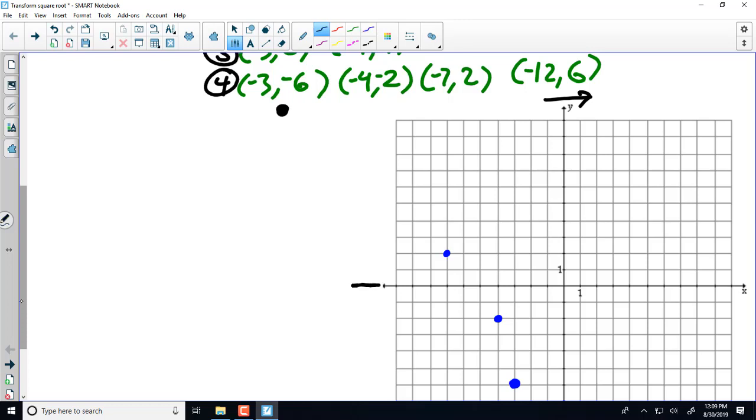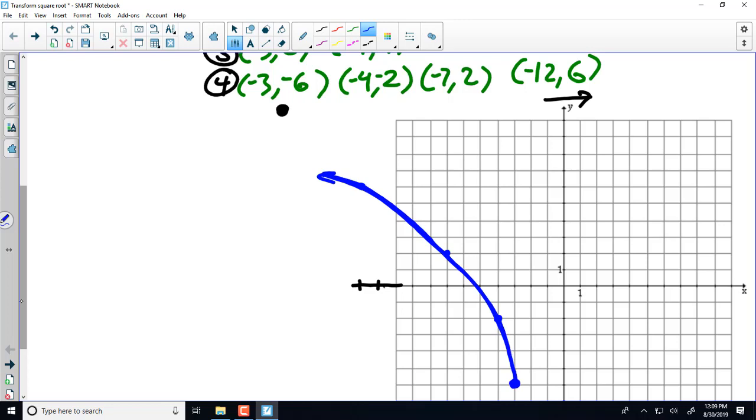Well, you know, this happens every now and then, so let's go like this. There's -12, 1, 2, 3, 4, 5, 6. Right around there, I would say. Okay, so this graph really got stretched out a lot. Still the square root graph, but it really got stretched.